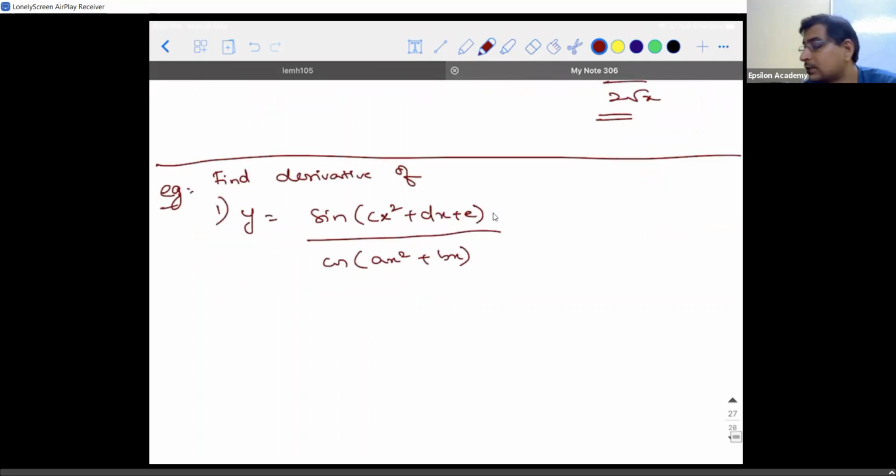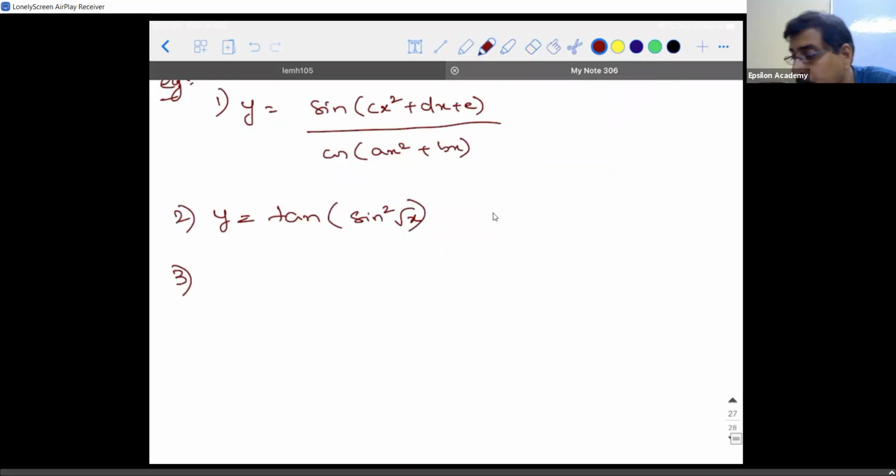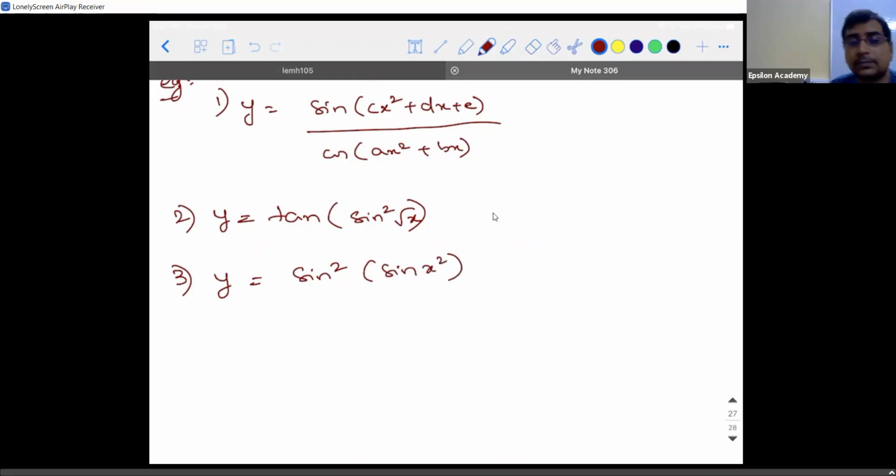Second, y is equal to tan of sine square x. A disclaimer, I know these problems are tough, but try. There is no harm in trying. You try, then you will understand. I'll solve all these problems tomorrow. Third, y is equal to sine square of sine of x square.